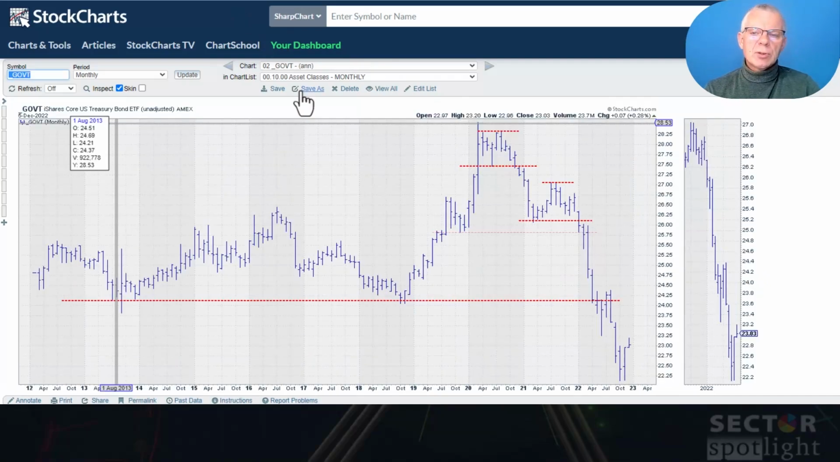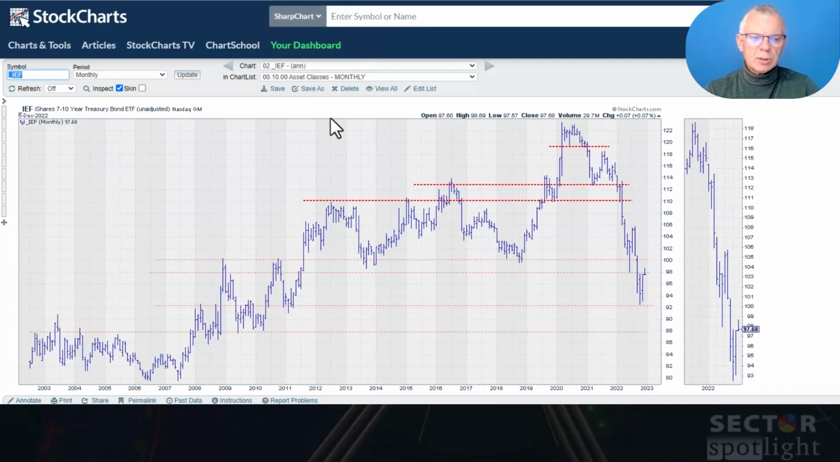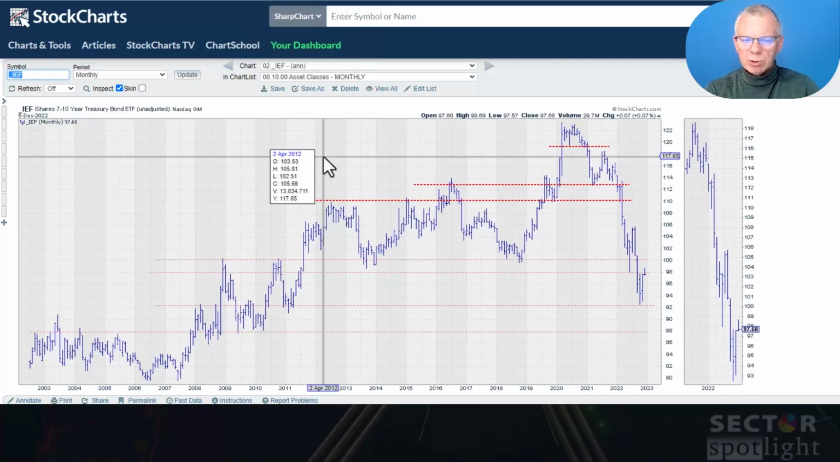If we move to government bonds, then this is the aggregate bond, GOVT, which holds all maturities on the US yield curve. And here also we have to conclude that that downtrend is still fully intact. Now the history for this ETF is not too long. So when we switch to IEF, that gives us a little bit more history.